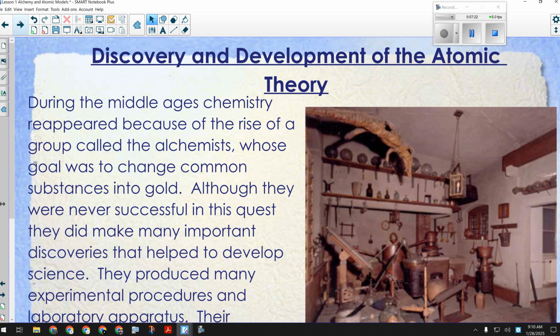Okay? All right, so a typical alchemist's lab would have looked something like that. That's Da Vinci's lab. Okay? He was kind of an alchemist. He came up with lots of kind of strange ideas and flitted from one thing to another.